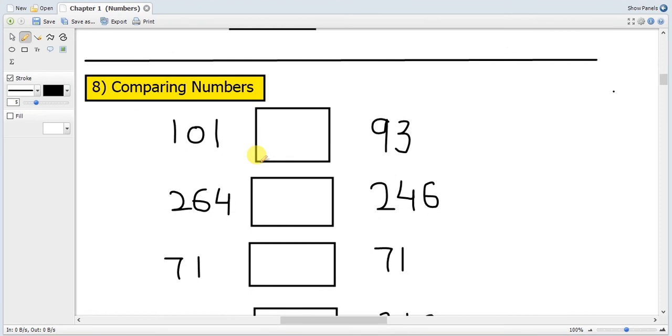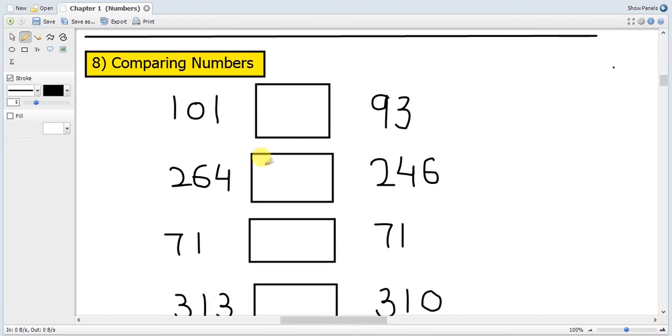Okay, moving on to the next, which is comparing numbers. Now we are going to compare numbers, which number is a smaller number and which number is a bigger number. So we have already done these numbers in very detail in our first lecture, first lesson. You can go there and look at that tutorial. That will help you a lot.